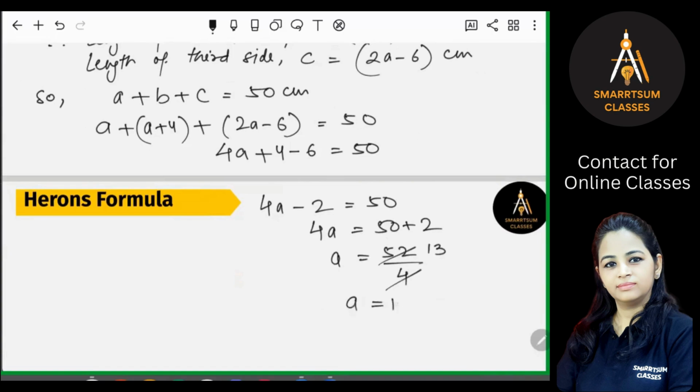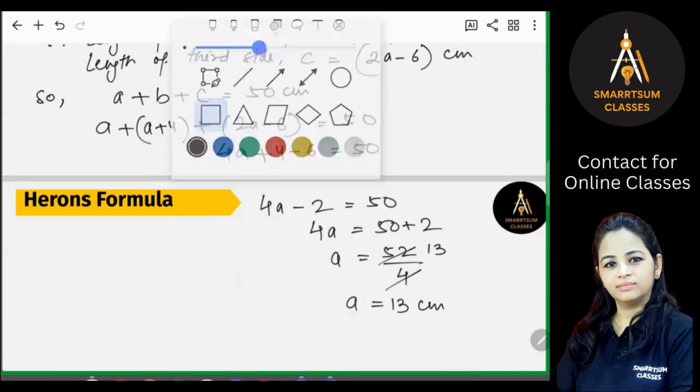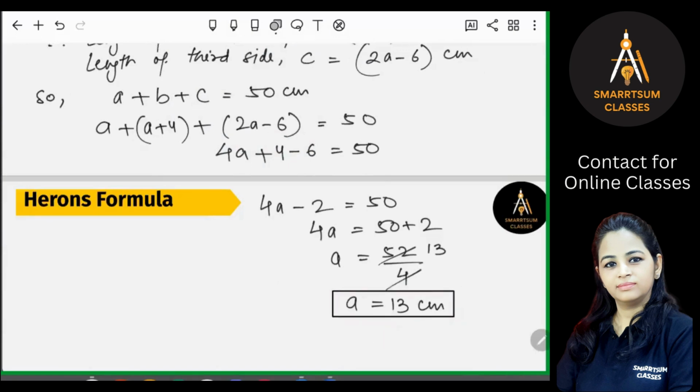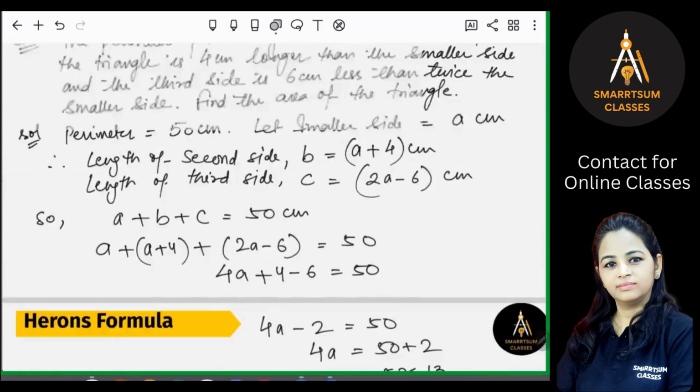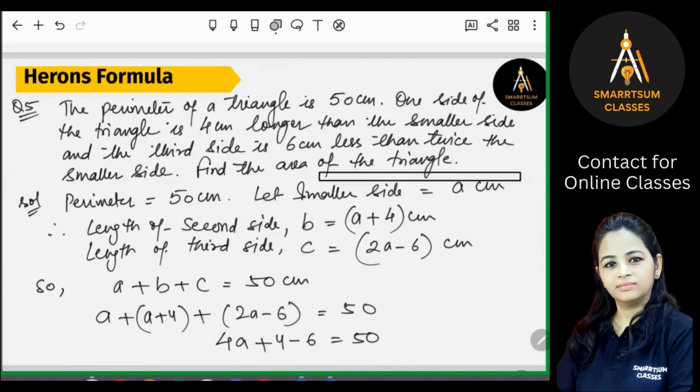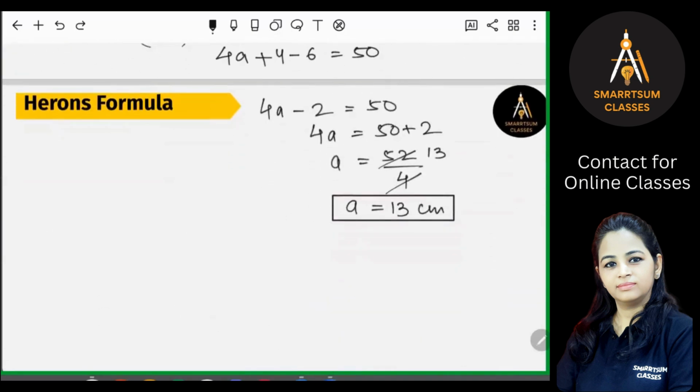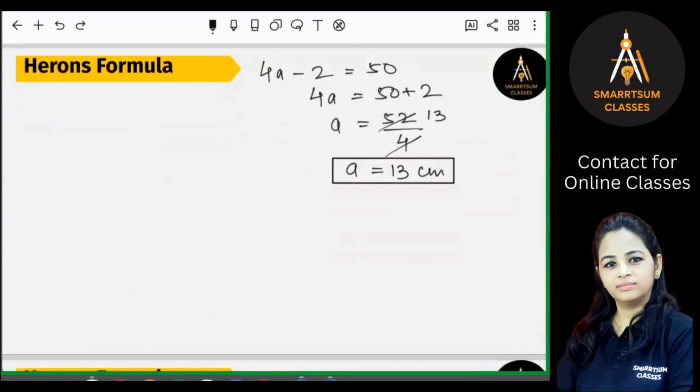So in this way, we have got the value of A, the smaller side, which is 13 centimeter. Is that clear? Right? We have assumed that A is the smaller side. This is our A, right? Now, since we have got the value of A, we can find out the length of the other sides also, right? So now A is 13 centimeter.